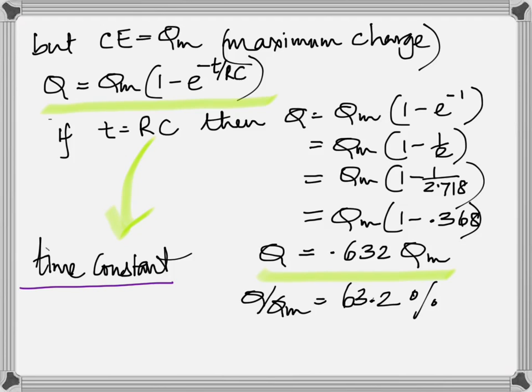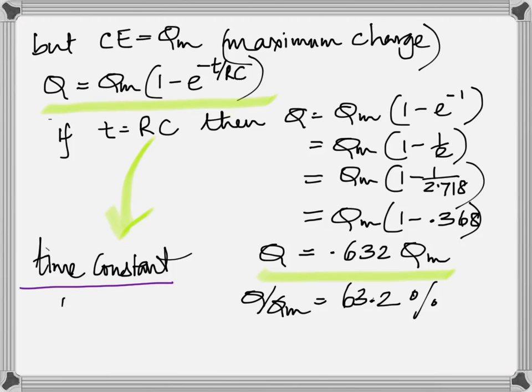And that's a very important constant. The time constant of an RC circuit is very important. And how do you find the time constant? Just multiply the resistance with the capacitance. For example, if R is equal to 1 mega ohm and C is equal to 1 microfarad, what's the time constant?